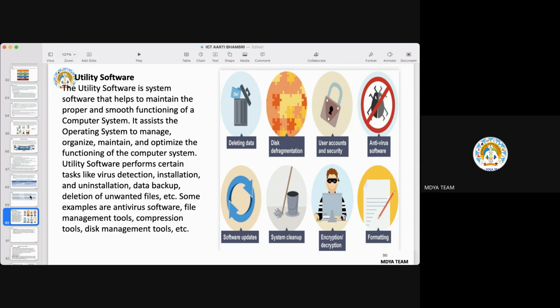You can compress a large file into a smaller version so that it occupies less memory space. And then disk management tools. So various types of utility software are available nowadays. You can lock your system and make a password, finger lock or face recognition, whatever. All these are utility software.